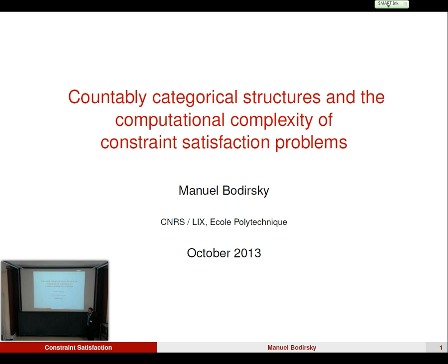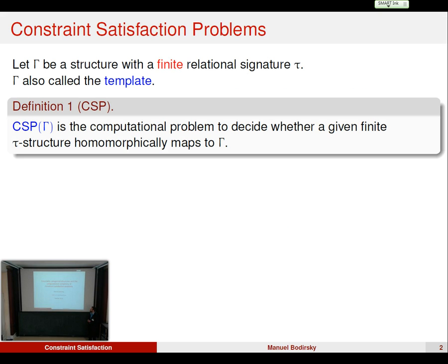So the topic of this talk is the computational complexity of constraint satisfaction problems and how countably categorical structures show up there, basically as a tool to analyze the computational complexity. So let me start with the basic definition of a constraint satisfaction problem.